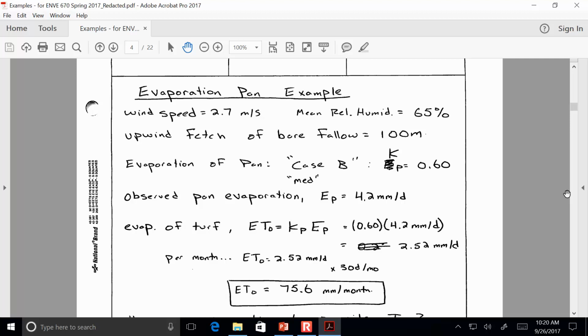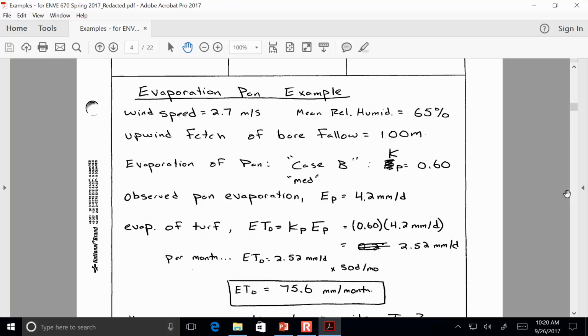All right, so the pan is evaporating 4.2 millimeters per day. We know that the grass is going to evaporate less than that. What we're saying is, based on the conditions and the coefficient table that we have, we think that the grass is going to evapotranspirate 60% of what's happening in the pan. So on a daily basis, that means evaporation of 2.52 millimeters per day. And so assuming 30 days per month, then that means we would expect evapotranspiration of 75.6 millimeters per month.